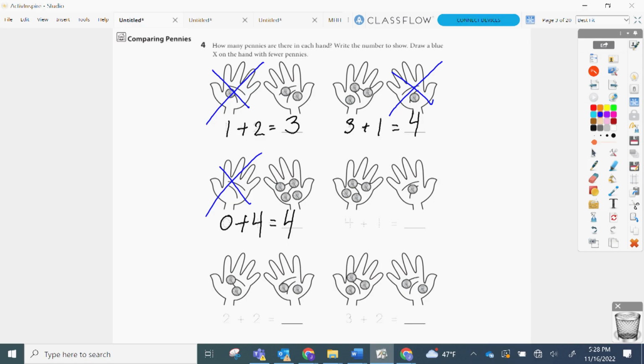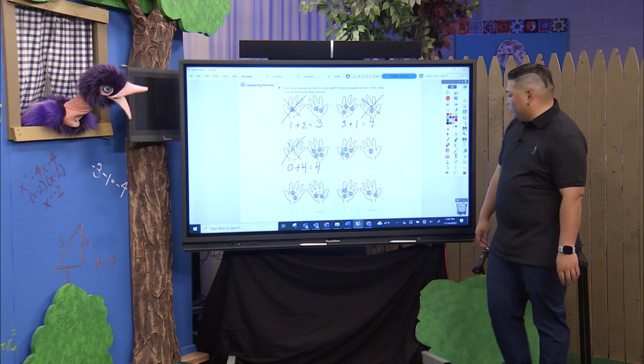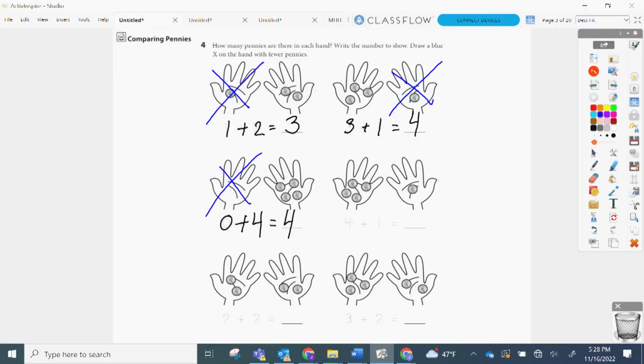All right, let's do one more together, Ollie. Let's do it. I'll just do the next one. Okay. Let's see. I see 4 there, and the other hand has 1, so 4 plus 1 equals, drum roll, Mr. Teng. 4 plus 1 equals 5. All right, and finish strong. Which hand gets the blue X? Oh, the right hand is so sad it only has 1 penny. Give it an X.